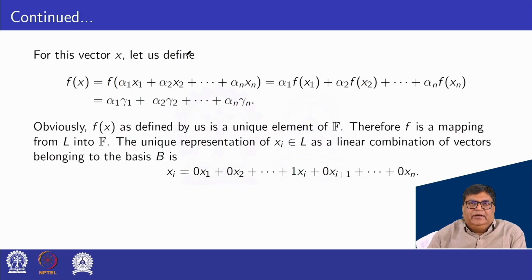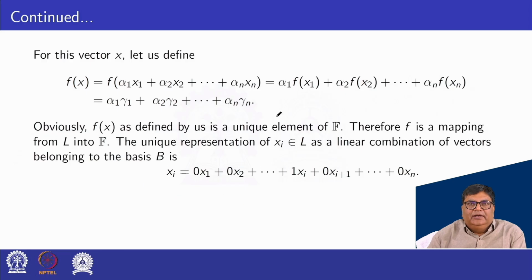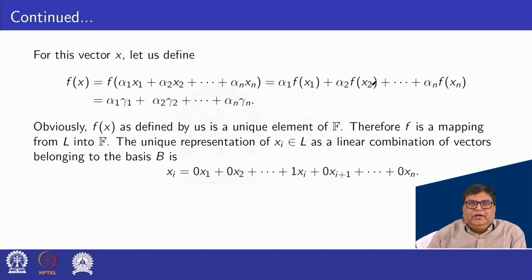For this vector x, let us define f(x) is equal to f of alpha 1 x1 plus alpha 2 x2 plus and so on alpha n xn. So f is a linear functional, so it can be written as alpha 1 f of x1 plus alpha 2 f of x2 plus and so on alpha n f of xn. Because here alpha 1, alpha 2 and so on are scalars, and x1, x2 and so on xn are vectors.